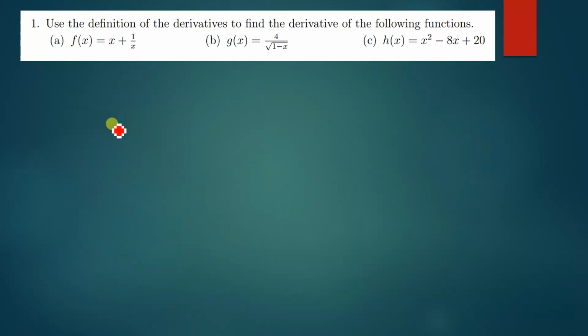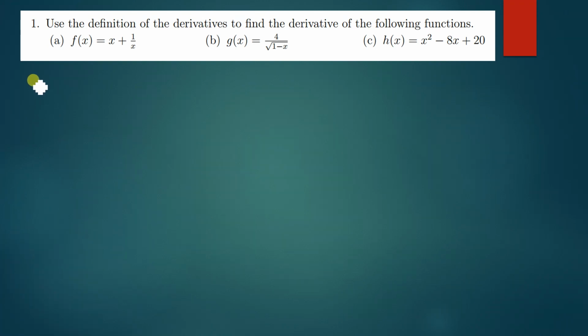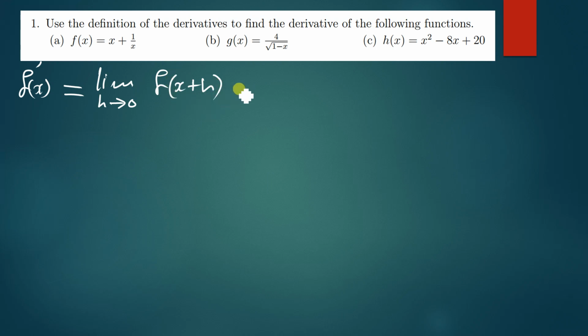This is a very simple question. One thing you just need to understand is the first principle, or the so-called definition. If you've been given f of x, and they are asking you to find f prime of x, using the definition you always have to find the limit as h approaches 0 of f of x plus h minus f of x, everything divided by h.